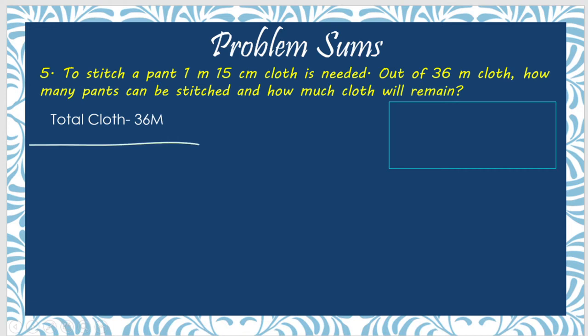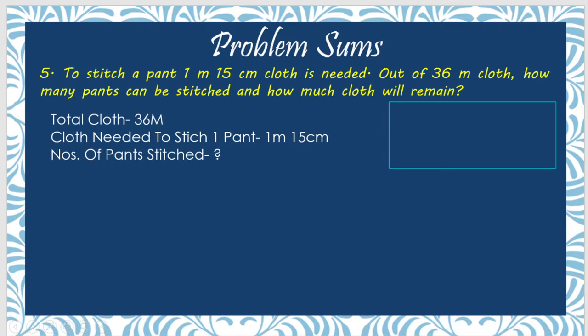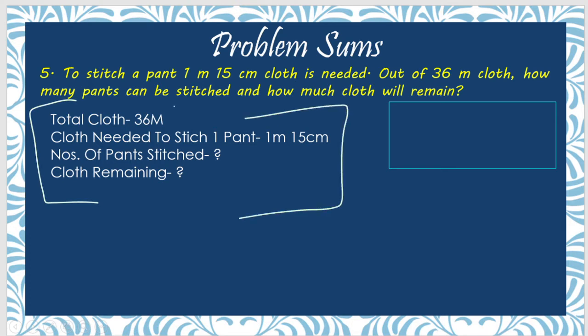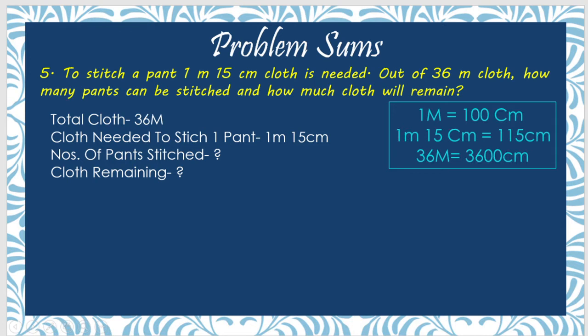Okay. Then, 36 meters of cloth. Cloth needed to stitch one pant is 1 meter 15 centimeters. Then, number of pants stitched. This is the question, so I put a question mark. Number of cloth remaining. I haven't written this on my own; all this information is given in the question. So while solving a problem sum, you should first write what is given in the question. Then the major part you should cover is the meters table.